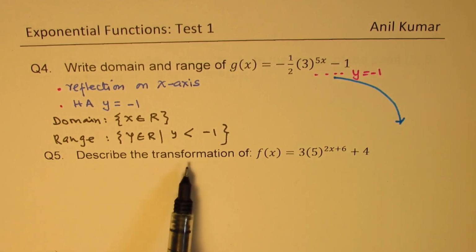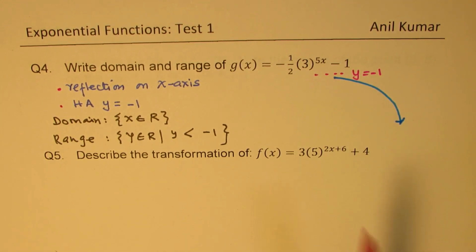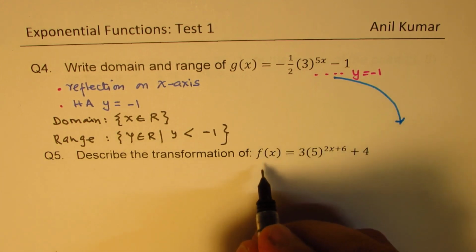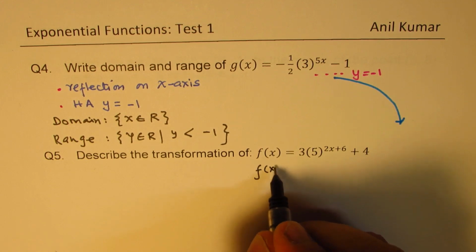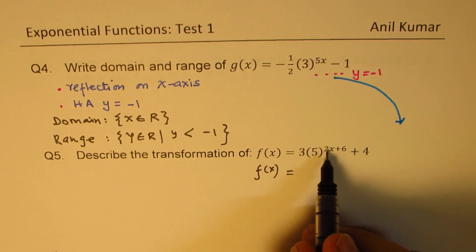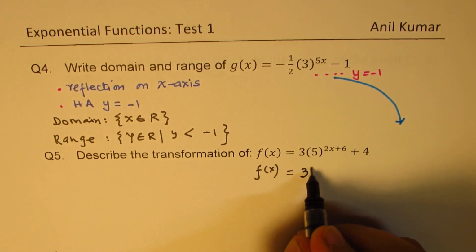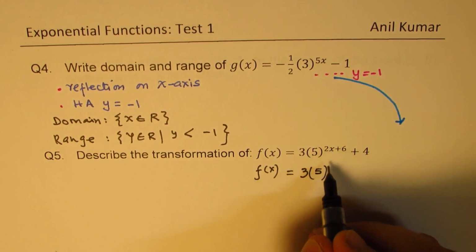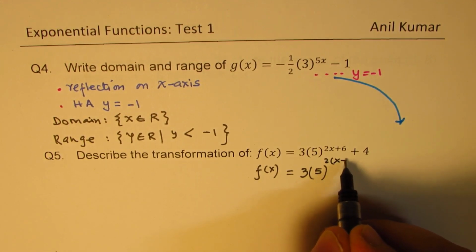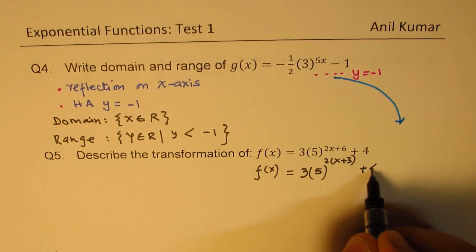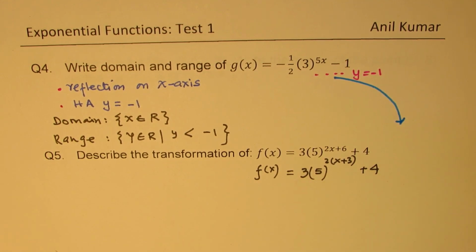Question number 5 is to describe the transformations. To describe the transformation, the important thing here is to rewrite the function by factoring out this number 2. So we get 3, 5. Factoring 2, we get x plus 3. Do you realize that part, correct? So that is how the first step should be taken.